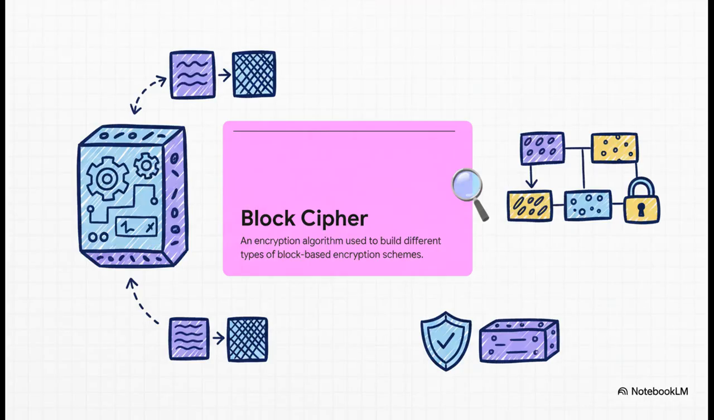Okay, so the main tool for this job is something called a block cipher. And really, all it is is an algorithm that grabs a fixed size piece of your data, let's say 16 bytes, for example, and just completely scrambles it using a secret key. You can think of it like a super secure digital padlock for one tiny, standard-sized box. It's amazing for that one box, but what about all the other boxes?